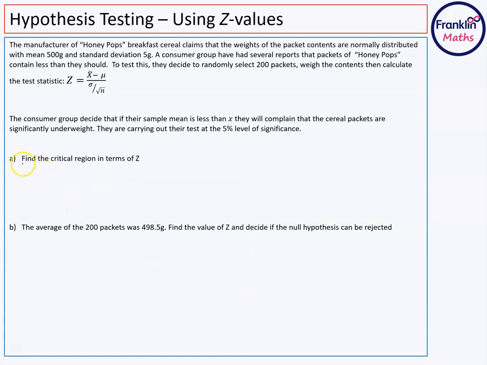So we're going to try and find the critical region in terms of Z. And you're thinking, oh my god, what is going on there? So we're going to sketch it and we'll have a look. Apologies, I'm not very good at sketching. Just make sure yours is way better than mine.